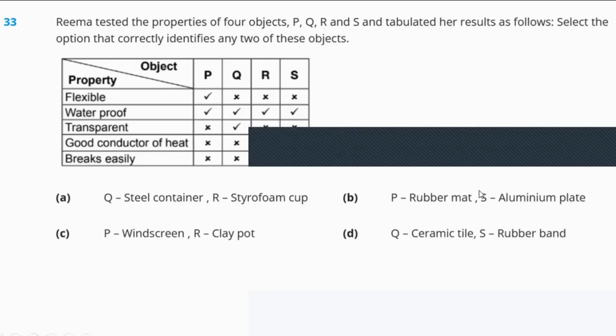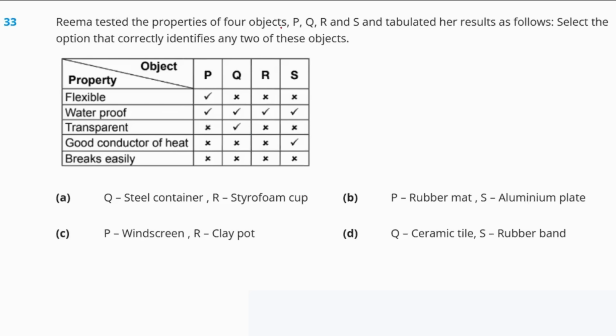Okay, question number 33. Question number 33 says, Rima tested the property of four objects P, Q, R, and S, tabulated here. The results are as follows. Select the option which correctly identifies any two of these objects. P is flexible and waterproof. Q is waterproof plus transparent. R is waterproof, and S is waterproof plus good conductor of heat.